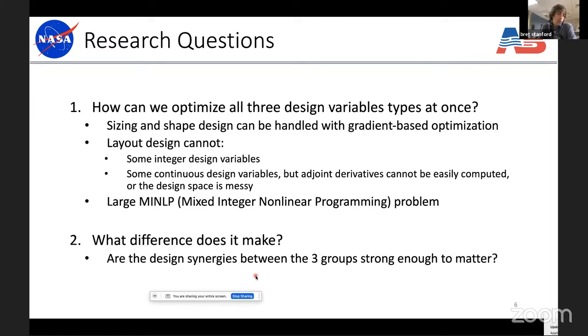This is the first thing. How can we solve it? And the second thing is, what difference did it make if we did that, right? So are the design synergies between the three groups strong enough to even warrant the heavy lift that we're going to have to go through to solve that problem? So those are the two things that we wanted to demo in that paper.